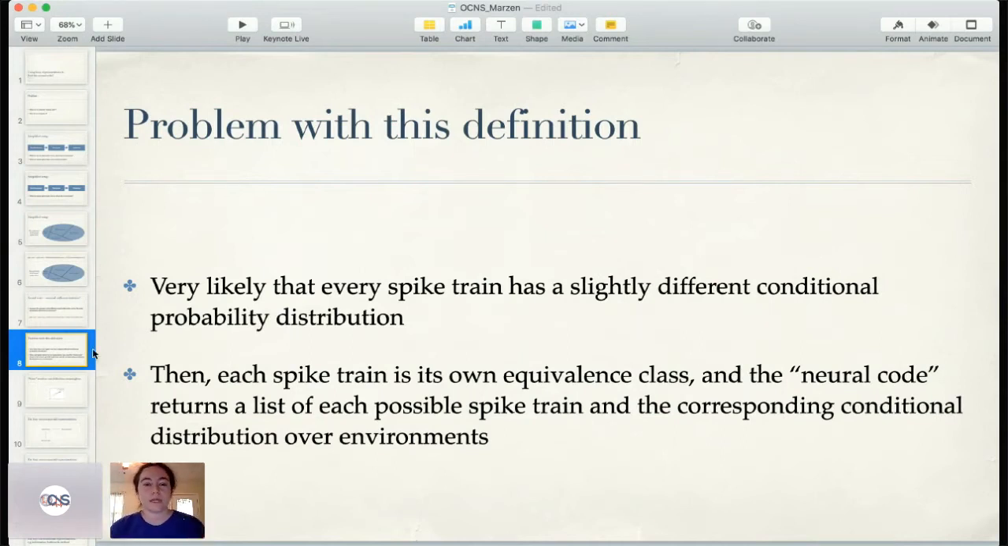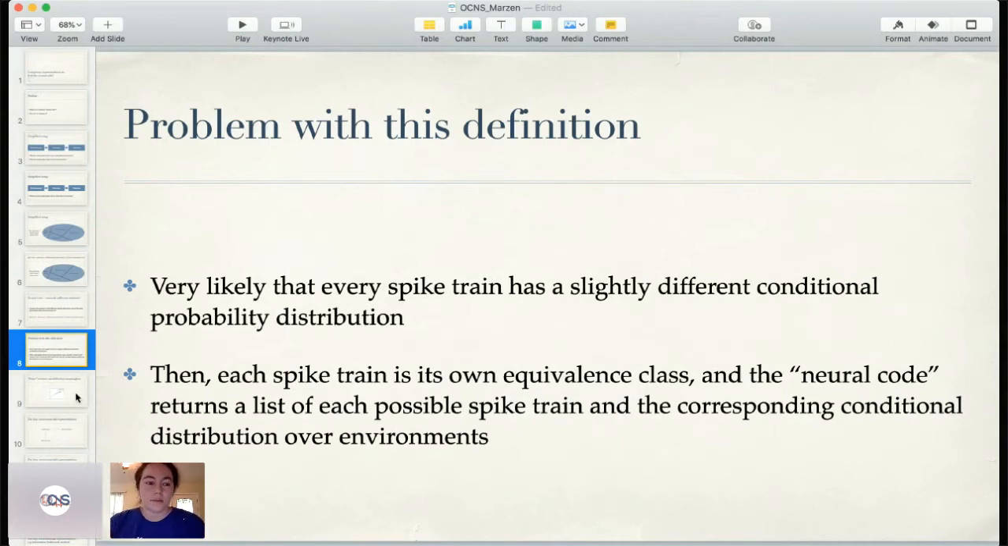The first point is something that I wanted to create a great graphic for, but when I say very likely, what I mean is that if you take a system where there's a really neat partitioning, where the equivalence relation does a really good job of partitioning things, and add just a little bit of noise, you end up getting this splitting where every single spike train is unique. And that little bit of noise, I think, is probably ubiquitous.